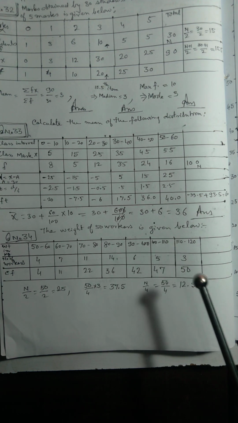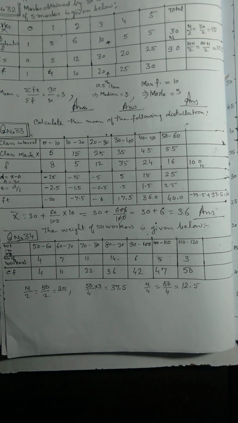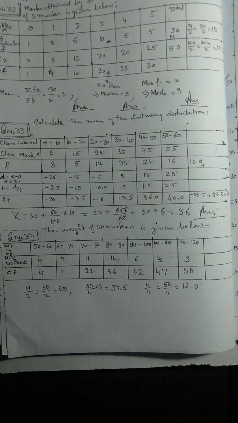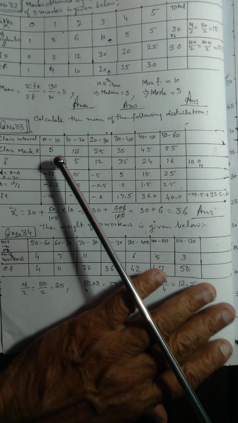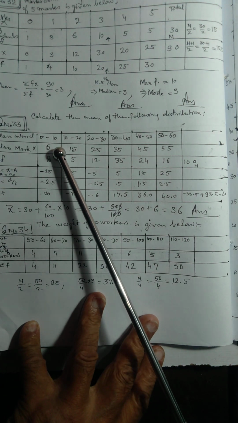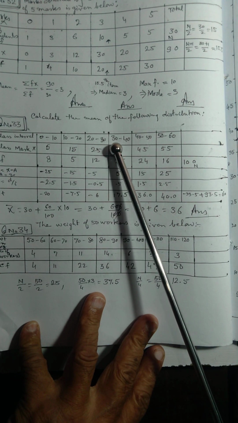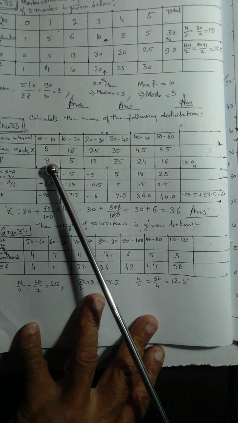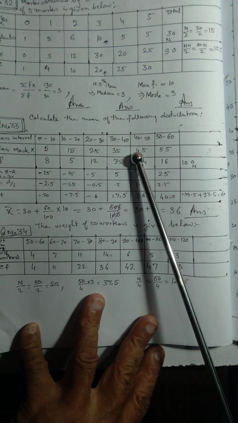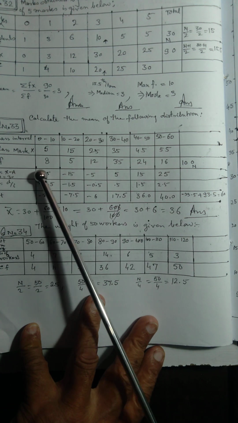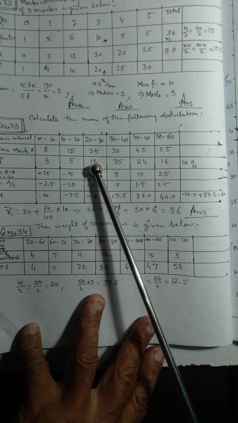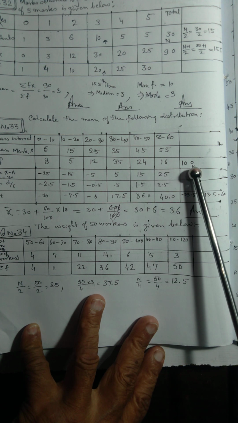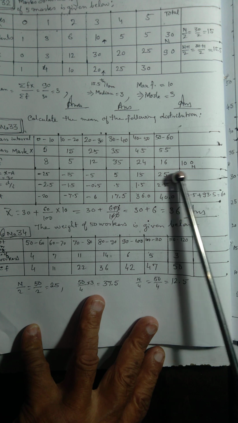Now come to question number 33. Calculate the mean of the following distribution. We have to calculate the mean. Here you see 0 to 10, 10 to 20, 20 to 30, 30 to 40, 40 to 50, 50 to 60. Class marks are 5, 15, 25, 35, 45, 55. Frequencies are 8, 5, 12, 35, 24, 16. So the sum of the frequency is 100.